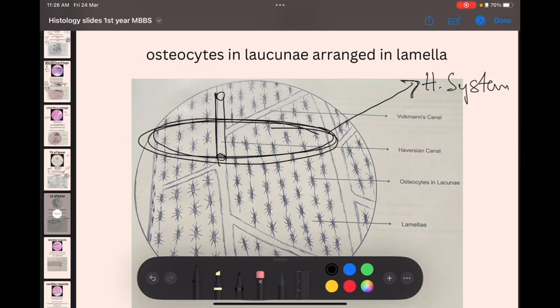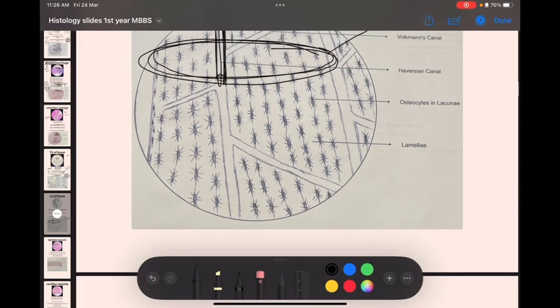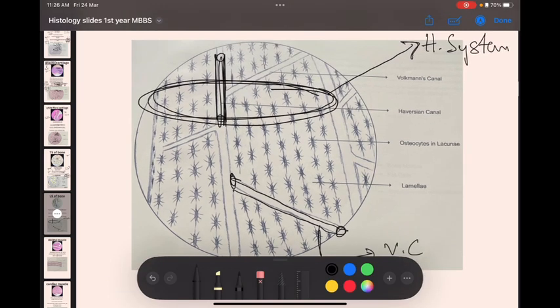Haversian system. Haversian canal. Interconnecting thing. This thing that connects two Haversian canals or two Haversian systems is called the Volkmann's canal. See, where is Volkmann's canal? This is the Volkmann's canal. Done. Haversian canal.